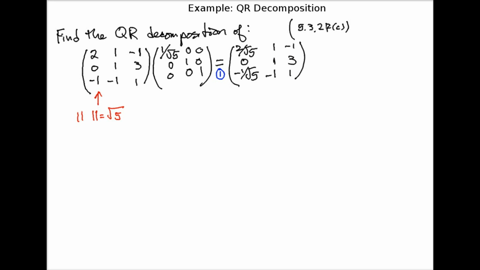Okay, now what's step 2? Step 2 is you look at these two columns and you want to add some multiple of the first column to the second column to make them orthogonal. And in order to do that, you take the dot product of the first of these two columns, which is 2 over radical 5 plus 1 over radical 5, is 3 over radical 5. And that says that you need to add minus 3 over radical 5 times the first column to the second, and that amounts to multiplying on the right by this matrix.